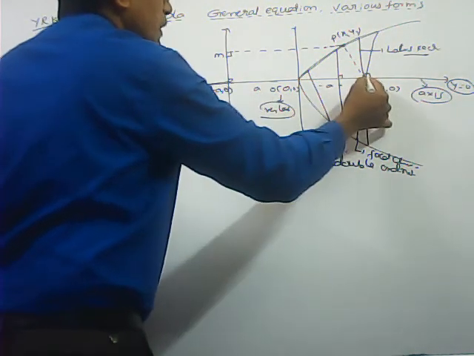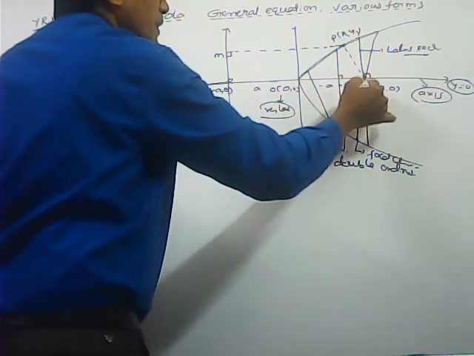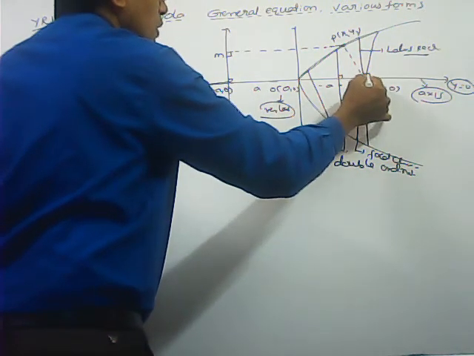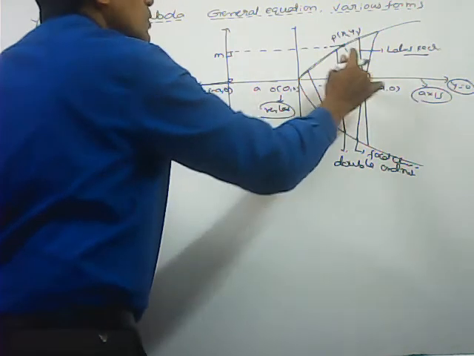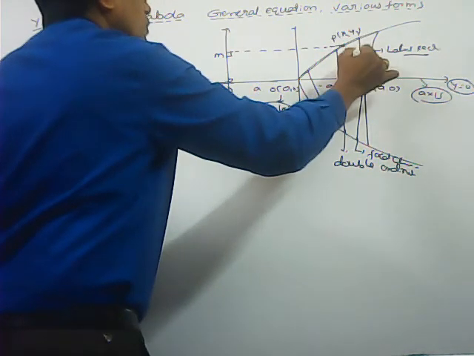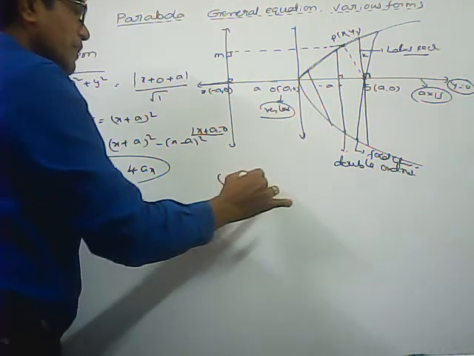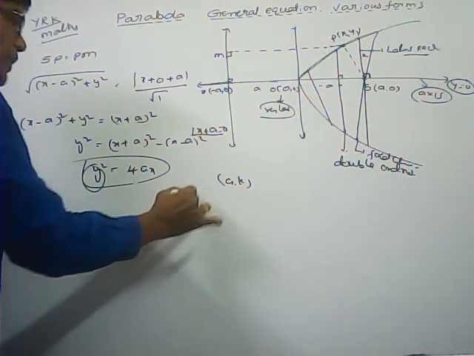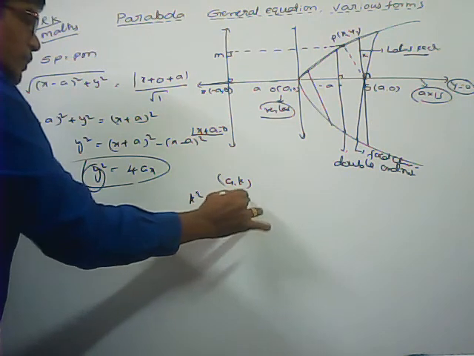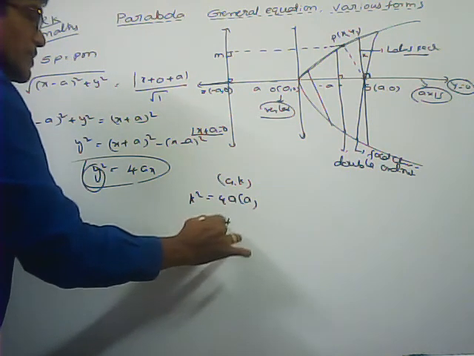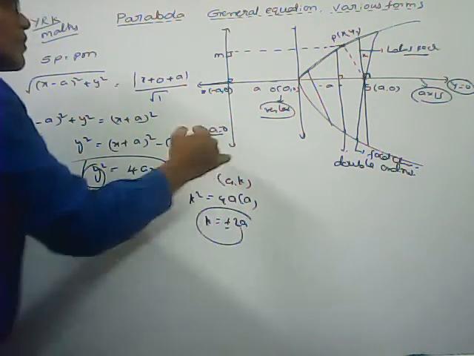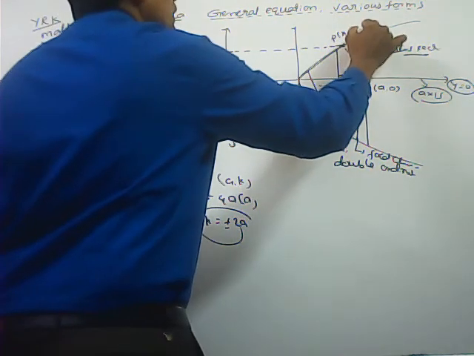Here (a, 0): that latus rectum passes through (a, 0) and is perpendicular to the axis only. So here the y coordinate we don't know, let it be k. So the point (a, k) lies on y square equals 4x, that is y square equals 4a into a. So k is equal to plus or minus 2a we can get. So these are the end points of the latus rectum only.